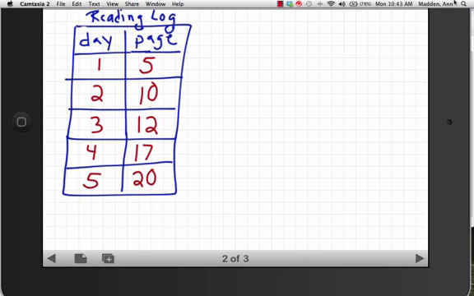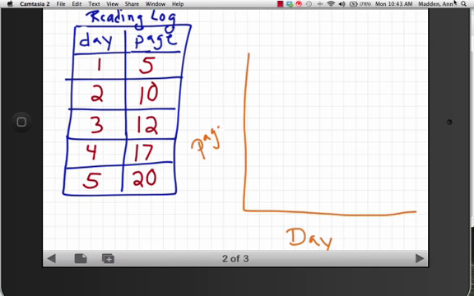Let's look at one last example so you'll be ready for class tomorrow. If you are given the data here about a reading log, the day somebody read, and the page number that they ended on, you were asked to make a line graph. Here's how you would do it. I would first set up my X and my Y axis. I need to label them. This one would be the day, and this one would be the page. And I would not forget my title.